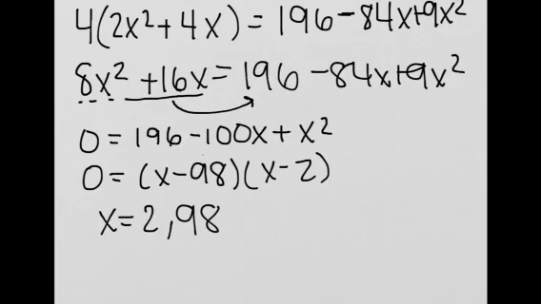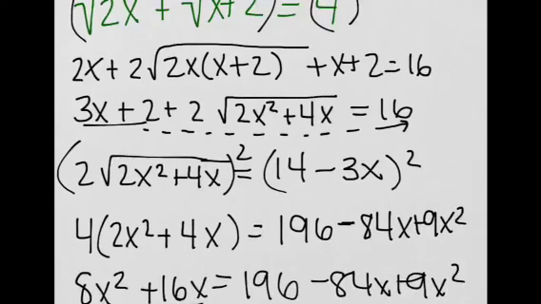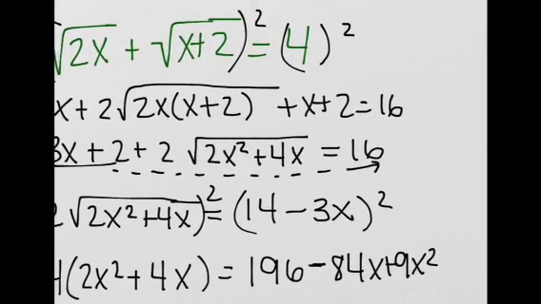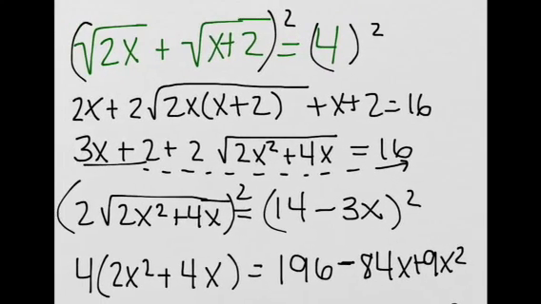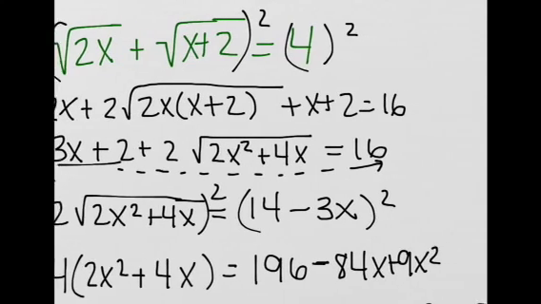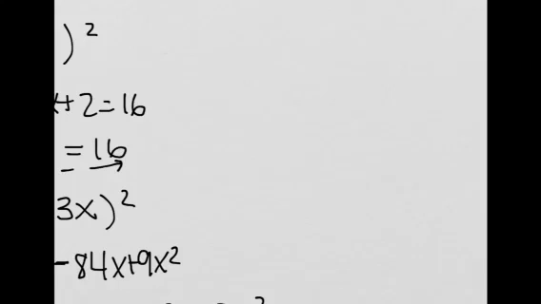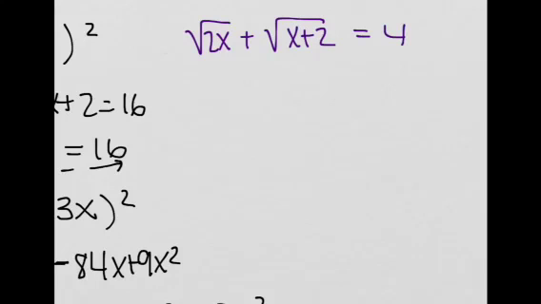But to make sure, because when we're squaring we are causing a lot of extraneous solutions, we want to make sure that these two actually work, 2 and 98. So let's go back up, and we have the square root of 2x plus the square root of x plus 2 is equal to 4. So let me write that again here. Now I want to check if these actually work.